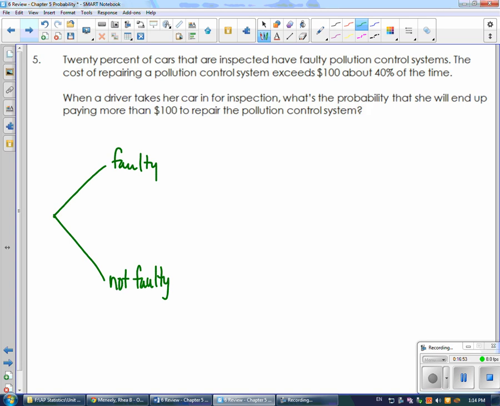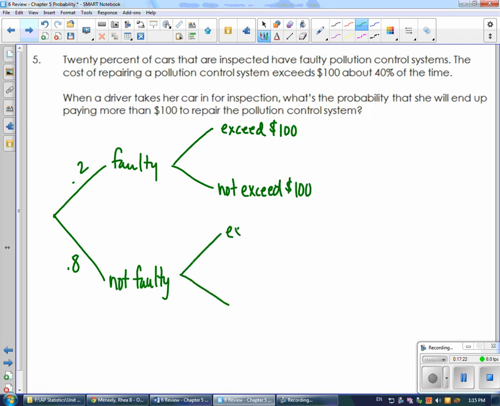And we know that 20% have a faulty pollution system. That means that 80% don't. So then she takes it in to get it repaired. The cost of the repairs is either going to exceed $100 or it's not. Oops, let me fix that.